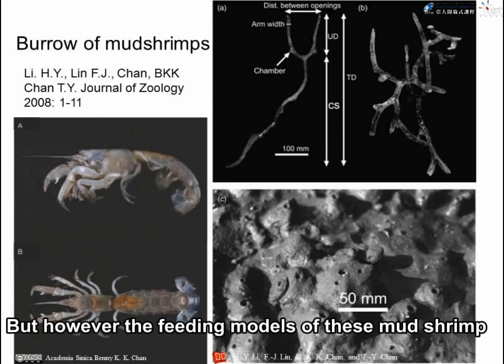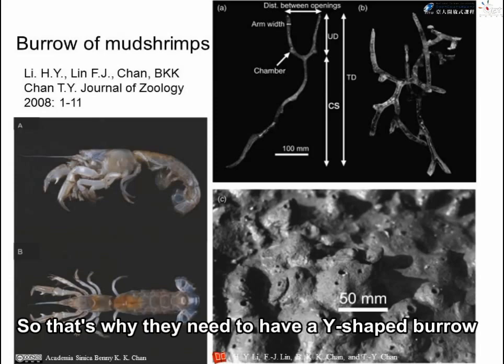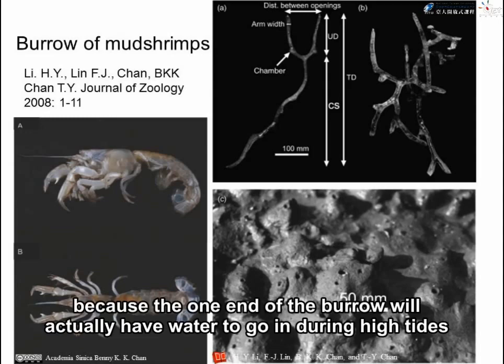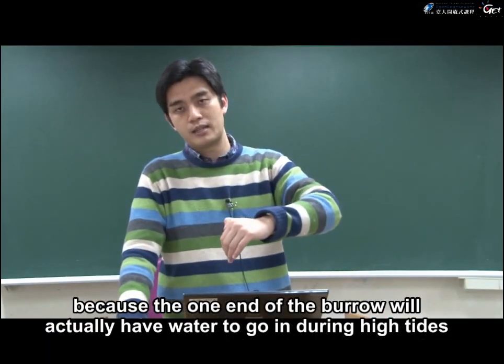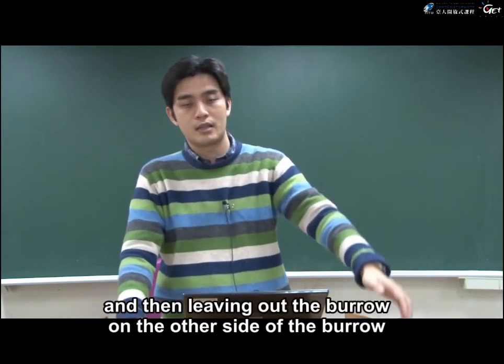However, the feeding mode of this mud shrimp is suspension feeding, so they need to feed on plankton. That's why they need a Y-shaped burrow, because one end of the burrow will have water going in during high tides, and then the water will go inside the burrow and leave out the burrow on the other side.